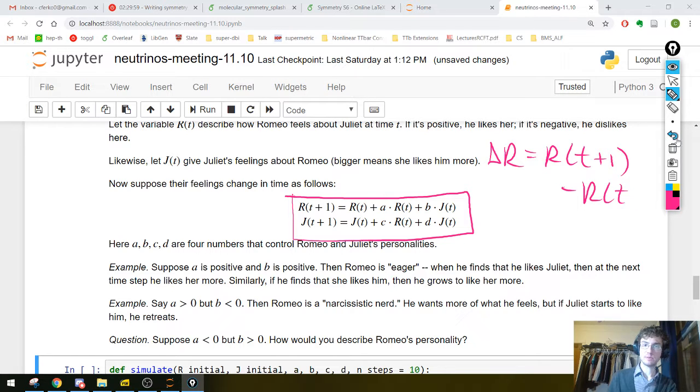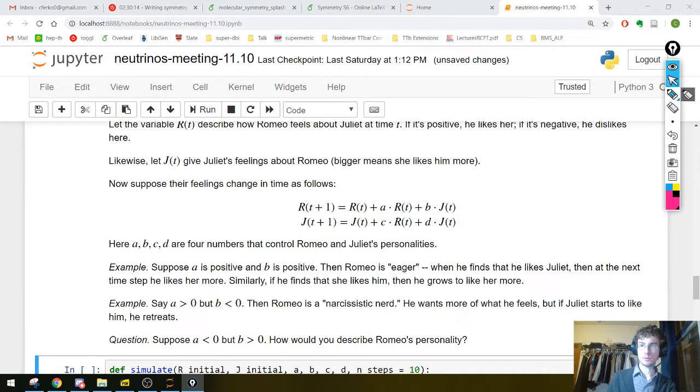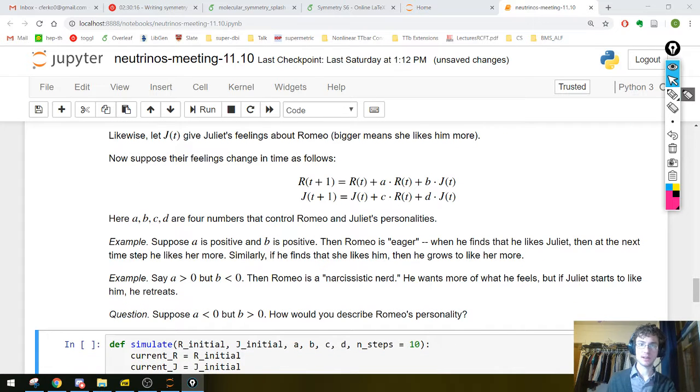Okay, so same equation as before. This gives us r at time t plus 1 in terms of r at time t and the a, b, c, and d. So you're probably asking, what are A, B, C, and D? What are the numbers? Well, you can pick different numbers, and they will mean different things. The story will unfold differently depending on what these numbers are.